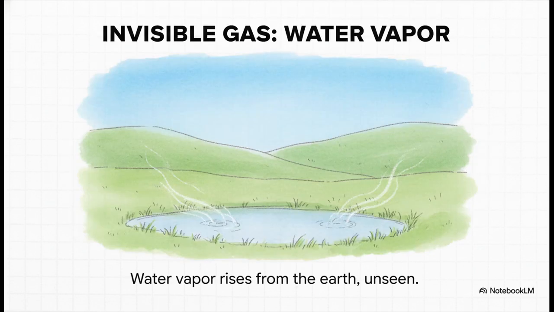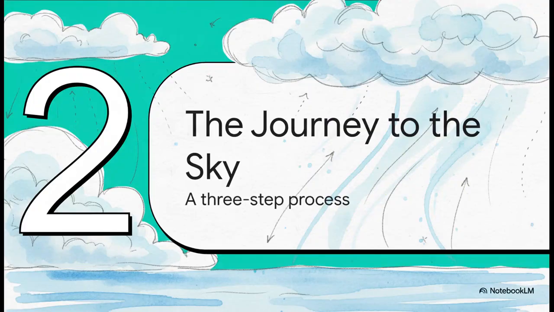And you want to hear the really mind-blowing part? The raw material, the stuff that makes every single cloud, it's already in the air all around us. Right now, even on a perfectly clear blue sky day. It's an invisible gas called water vapor. So the whole process of making a cloud is really just about turning this invisible stuff into, well, a visible wonder. Okay, so let's follow that journey up into the sky.